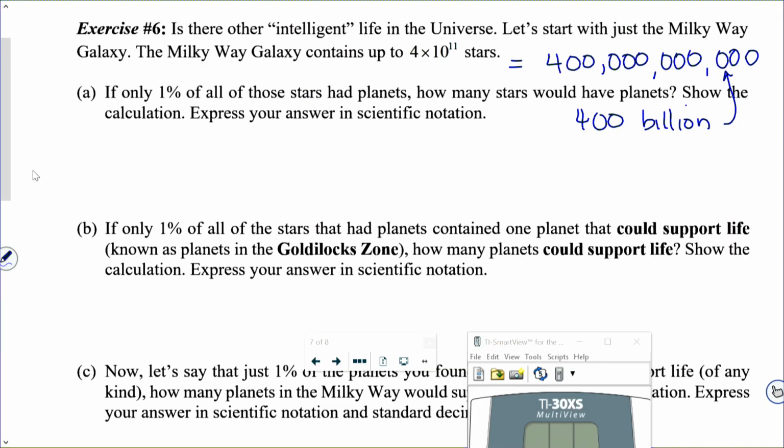If only 1% of all those stars, if only 1% of the 400 billion stars had planets, how many stars would have planets? Show the calculation. Express your answer in scientific notation.